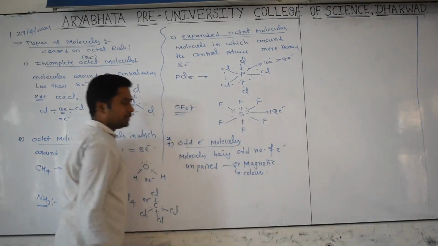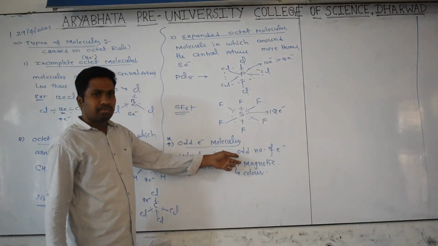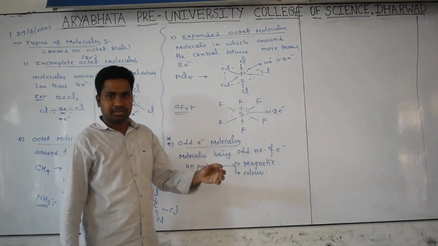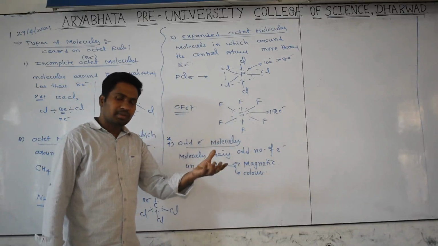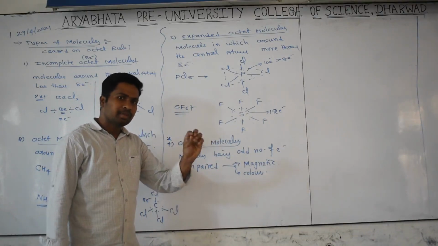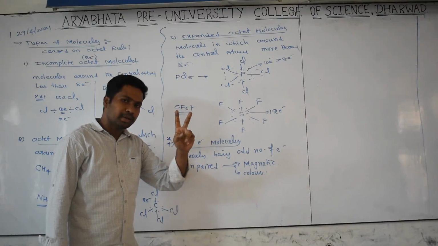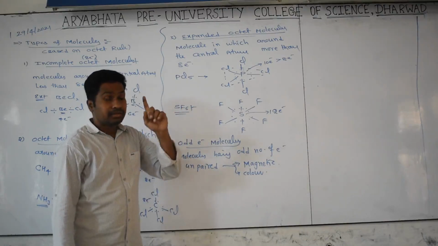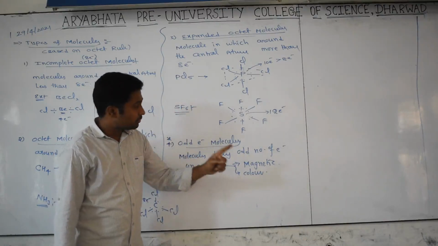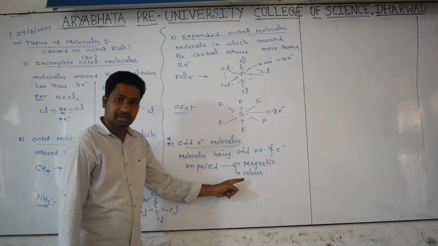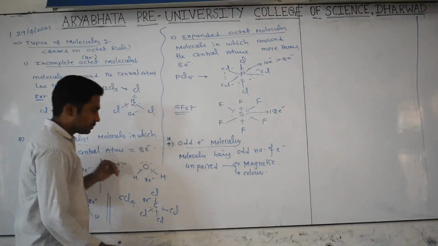Yes or no? Yes. For example, if 5 electrons are there, 5 means an odd number. Out of 5, what happens? The 4 become 2 pairs and 1 will be unpaired. This single electron will be responsible for the magnetic nature as well as the colors. I will tell you some examples.